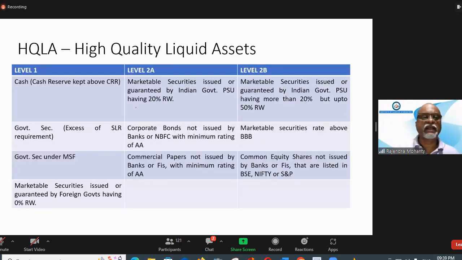So these are the different types of HQLA. They are level 1, level 2A and level 2B. Three types are there. Level 1 are cash, government security under MSF, marginal MSF scheme, and marketable security issued or guaranteed by foreign government having 0% risk weight. Level 2 is marketable security issued or guaranteed by Indian government and public sector units having 20% risk weight. So these are the different lists of high liquid assets.